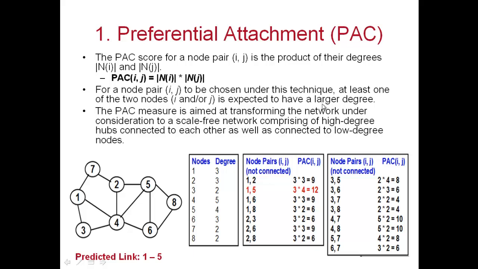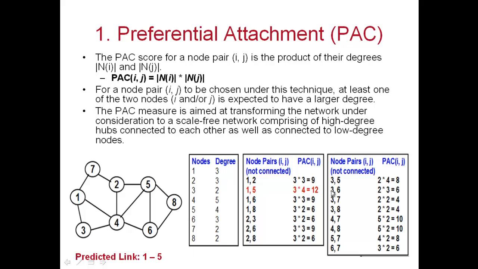Now you have the degrees of the nodes. So all you have to do is take a product of the degrees of the nodes. For the pair 1,2, the PAC score is going to be the degree of 1 times the degree of 2. So it's 3 times 3, which is 9. For the pair 1,5, the degree of 1 is 3 and the degree of 5 is 4, so 3 times 4 is 12. For the pair 1,6, its PAC score is 3 times 3, which is 9. For the pair 1,8, it's going to be 3 times 2, which is 6.